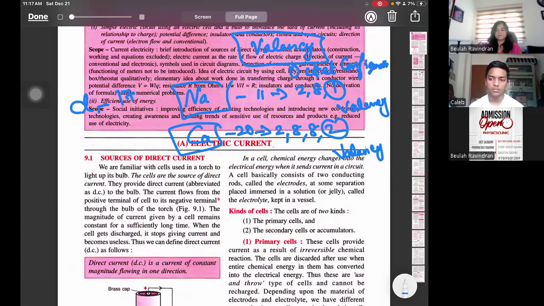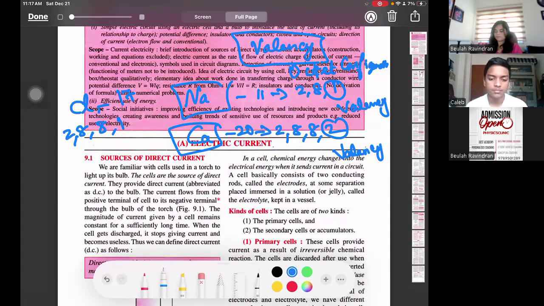What is the atomic number of chlorine? 17. Okay. So how can you write? 2, 8, 8 and 1. Is it correct or not? Yes, ma'am. Is it correct?